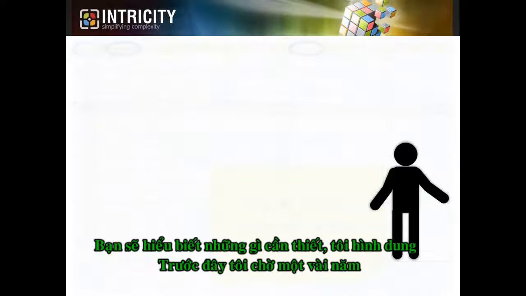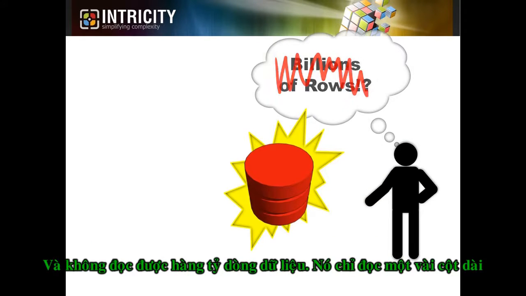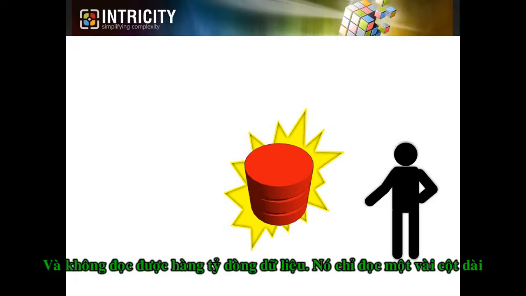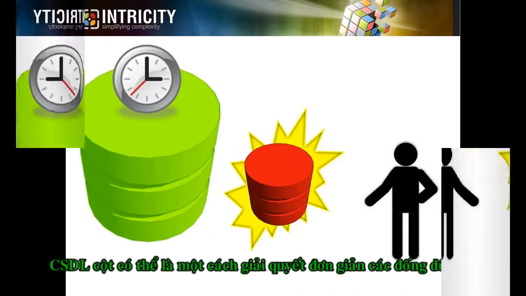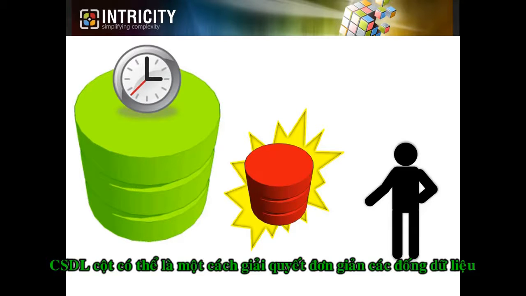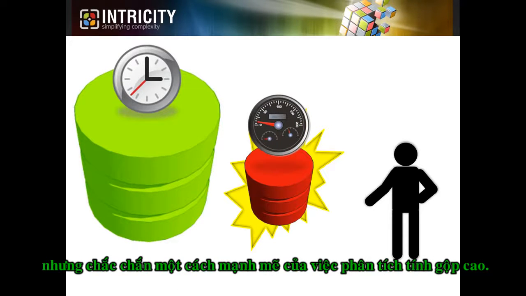Knowing what I know now, I realized that the presentation I sat through a few years ago wasn't reading billions of rows of data. It was just reading a few long columns of data. Columnar databases can be a very straightforward way of addressing the mounds of data corporations have to wade through. Now, they're not a replacement for traditional databases, but certainly a powerful way of doing highly aggregated analysis.